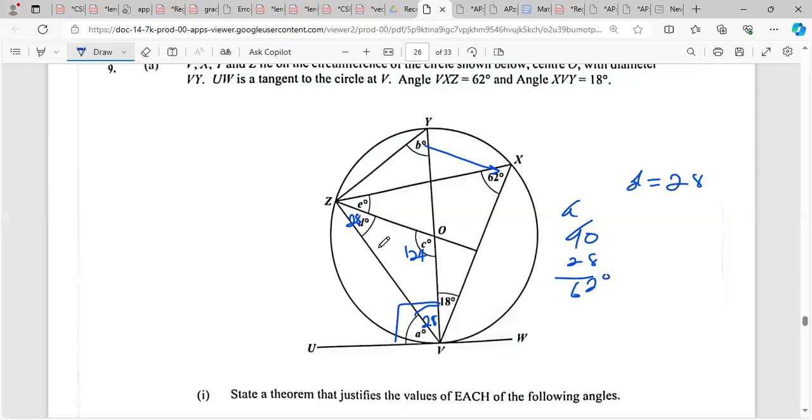Angle E now. How can we find angle E? Easiest way: angles in a triangle. 28 plus the 18 plus the 62 plus the 28. 28, which is this one right here, plus the 18, plus the 62. So I look on the big triangle. Let me just highlight it.